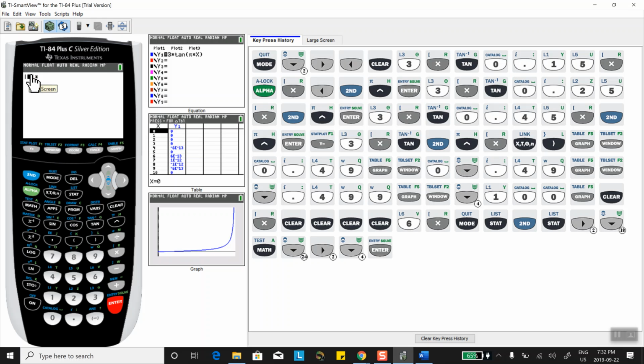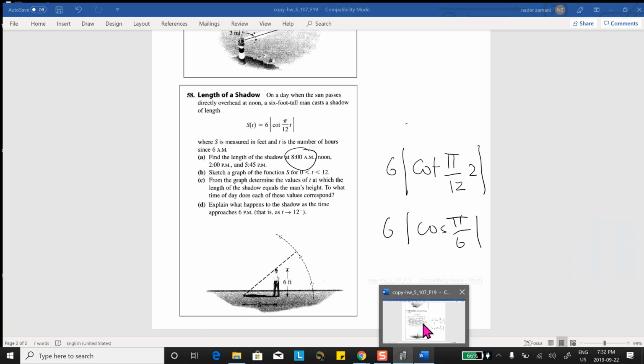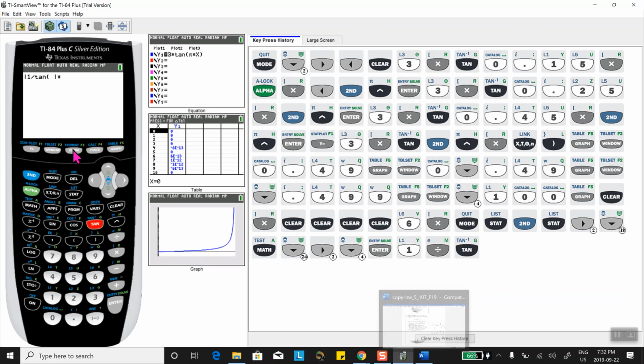Okay. So it was cotangent. Now there is no cotangent here. We can do 1 over tangent. There's the tangent. And what was the thing that we wanted to type in? Pi over 12 times 2. Okay, pi over 12 times 2. So pi over 12.